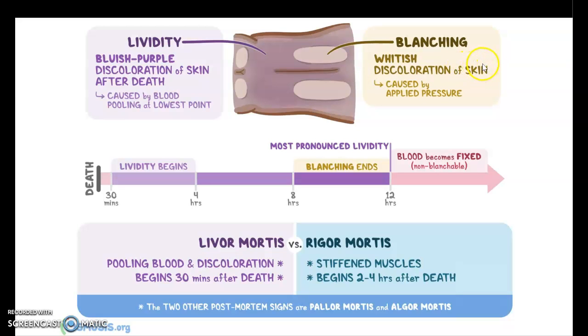That can help forensics people who may have some clue as to whether there was foul play involved, such as a rope around the neck, things of that nature. The lividity is a bluish purple color after death, and it's caused by blood pooling at its lowest point. Very quickly, the difference between livor mortis and rigor mortis: pooling of blood and discoloration in livor mortis begins 30 minutes after death, and rigor, which is the stiffened muscles, begins 2 to 4 hours after death.